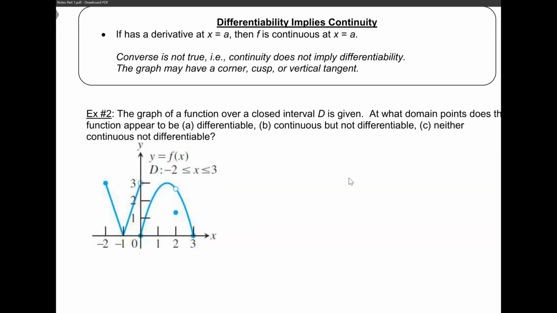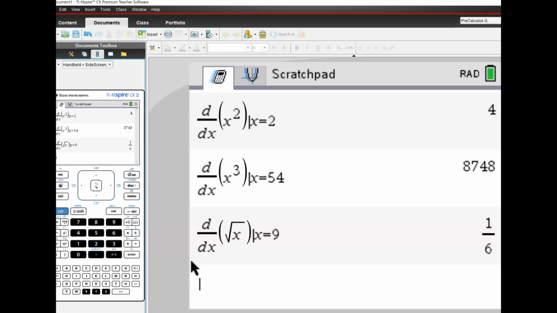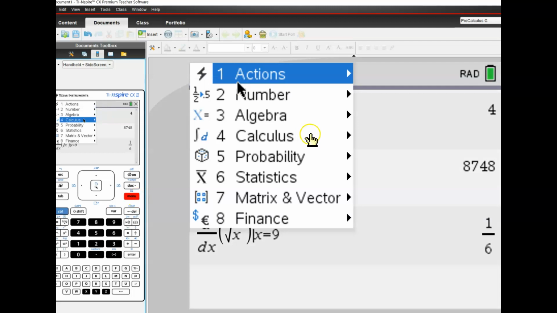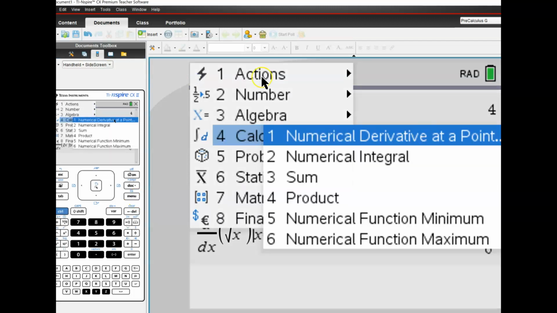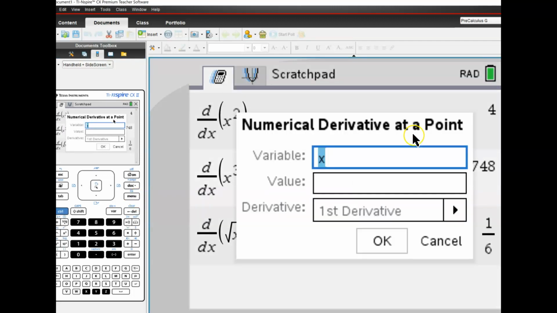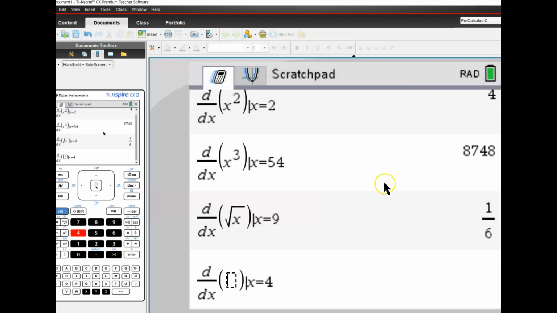Do you understand the calculator or have a question? I just have a question with the calculator. When you do the derivative on the scratch pad, how do you get the x equals? So I click menu, calculus, numerical derivative at a point. Variable is always x. Which point do I want it to be at? I thought it was 4. Enter. And then whatever your function is, that's where you enter it, right there.